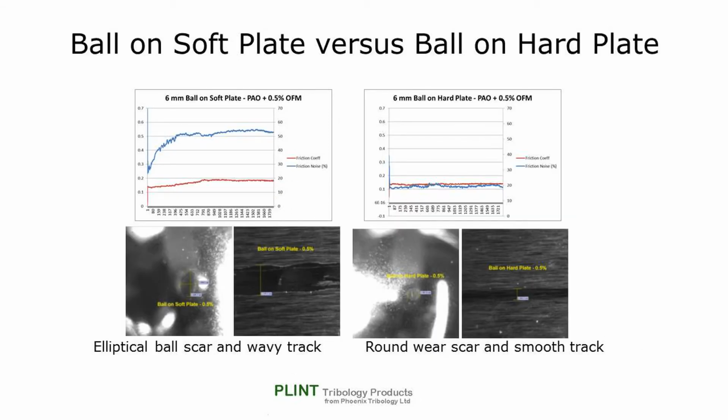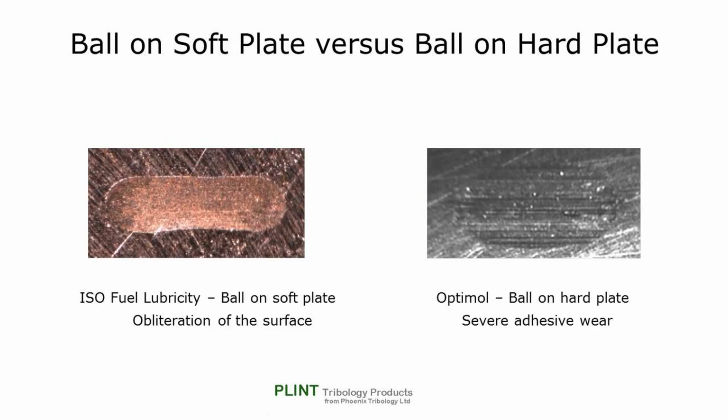So, in this sliding Hertzian point contact test, changing the hardness of the plate sample has a significant influence on both the wear and the associated frictional response. We can see this kind of behaviour with many different standard Hertzian point contact tests.